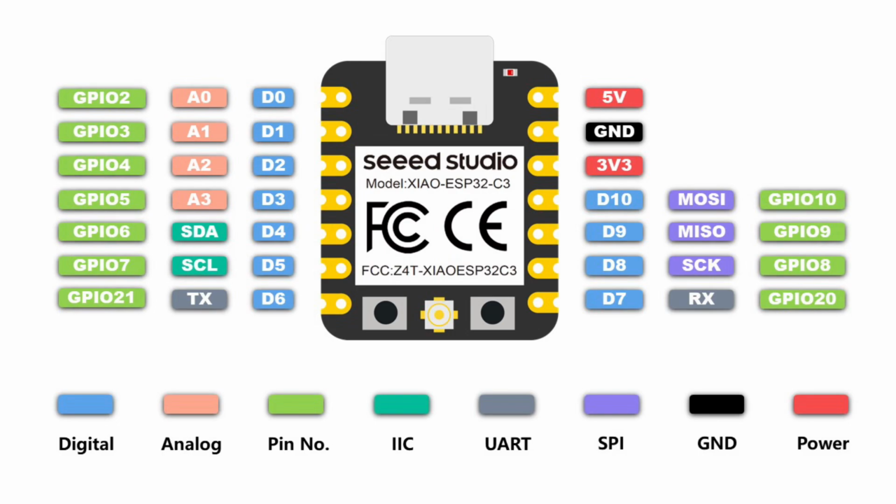The XIAO-ESP32C3 board comes with a Wi-Fi module and a Bluetooth module. That means we can do IoT projects with this board, and we can also use it for Bluetooth projects. We are using this board to communicate with other boards.